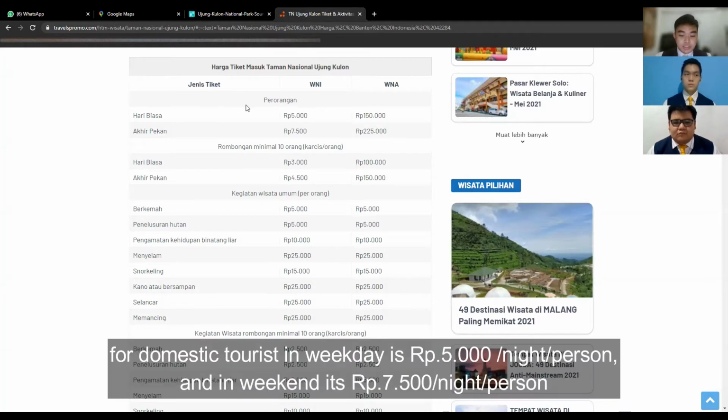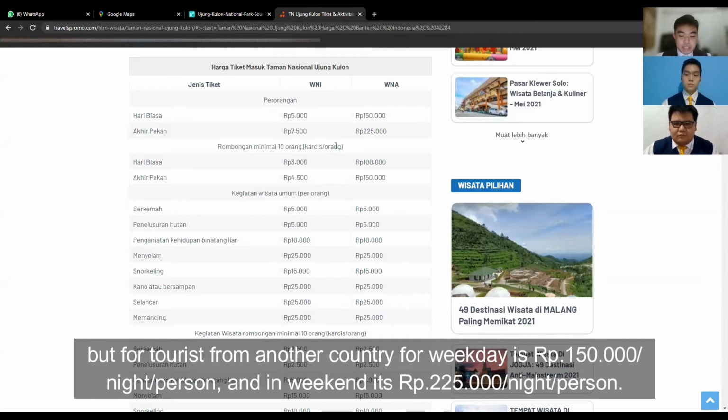The entrance fee for Ujung Kulon National Park is different between domestic tourists and international tourists. For domestic tourists, on weekdays it is around 5,000 rupiah per night and per person, and on weekends it's 7,500 rupiah per night and per person. But for tourists from another country, on weekdays it is around 150,000 rupiah per night and per person, and on weekends it's around 225,000 rupiah per night and per person.